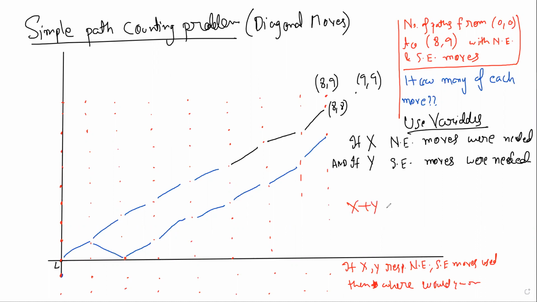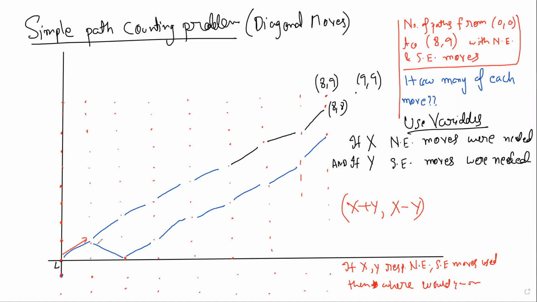Absolutely, exactly. Then x plus y would be the x coordinate of where you reach, and x minus y would be the y coordinate of where you reach. So this is where you will reach. You see, this is very clear, right? Because every time you make a northeast move, you contribute to the x coordinate. Now you can write that.